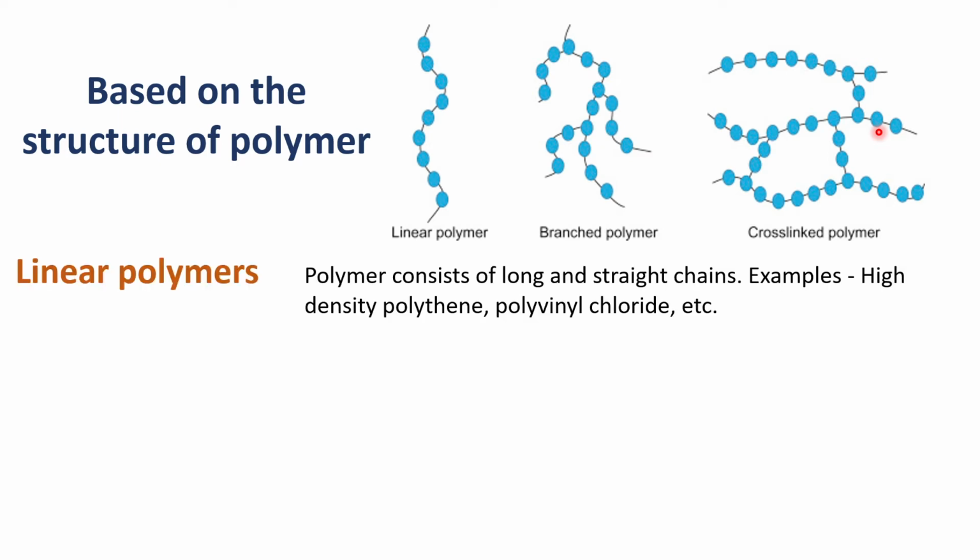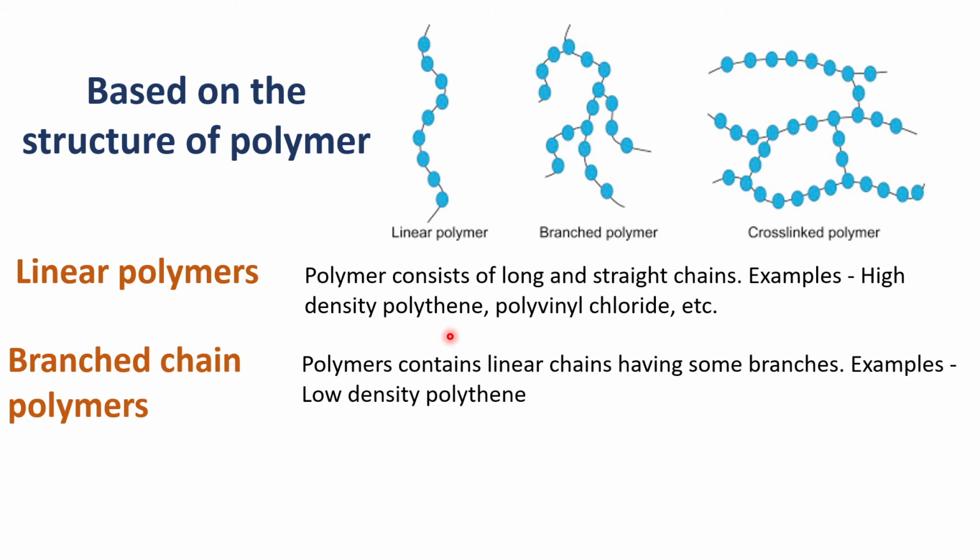So in the first category, that is a linear polymer, polymers consist of long and straight chains. Examples are high density polythene and PVC, polyvinyl chloride, etc., that we use in pipes. And high density polythene is what we use in poly bags in our daily use. The other one is the branched polymer.